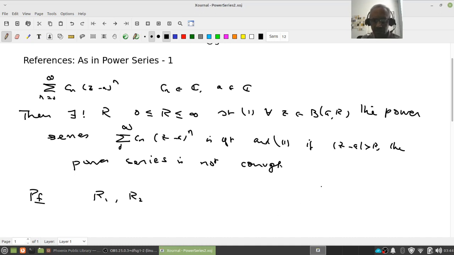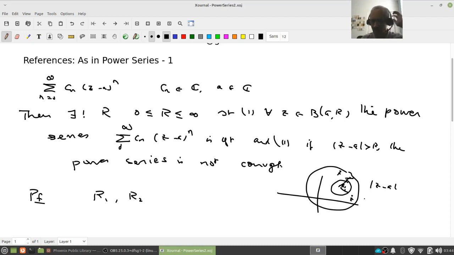Then let's look at this. This is your z, this may be your R1, this may be R2. Then I can find a z in between, so that R1 is less than mod z minus a, which is less than R2. Now there is a problem because remember R1 is the R which we had.